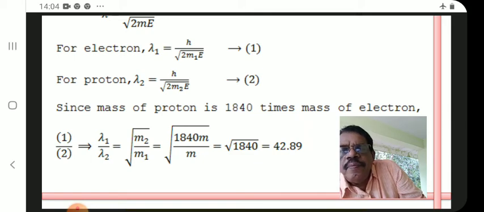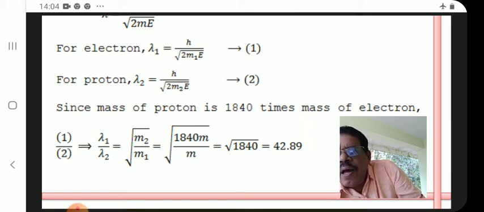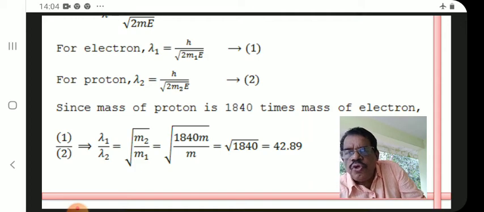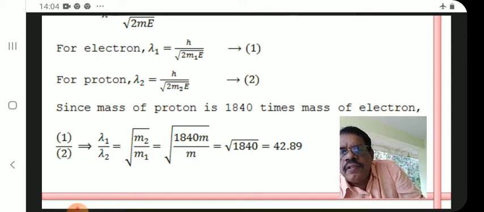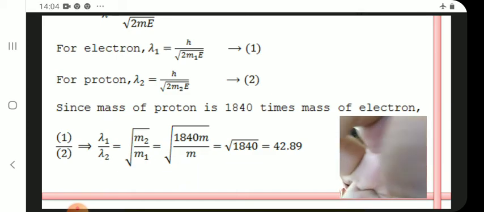We divide formula 1 by 2, we get lambda 1 by lambda 2 equal to root of m2 by m1, equal to root of 1840m by m. m cancels. Root of 1840 equals 42.89. That is the wavelength comparison, lambda 1 by lambda 2.